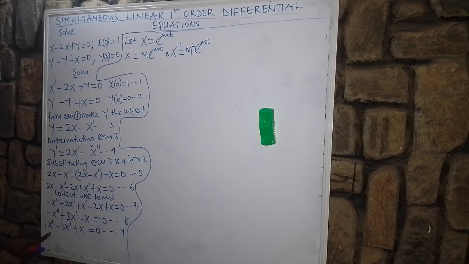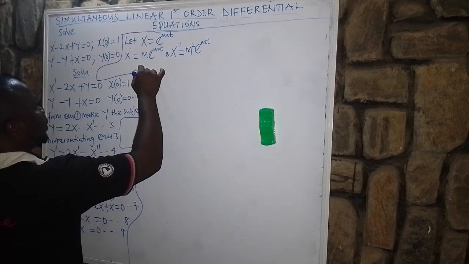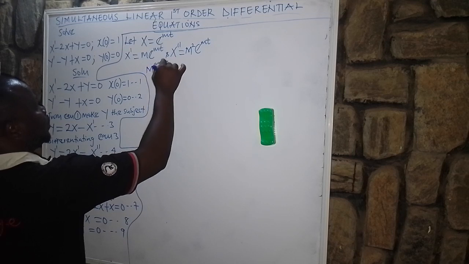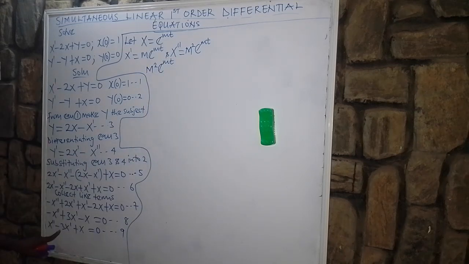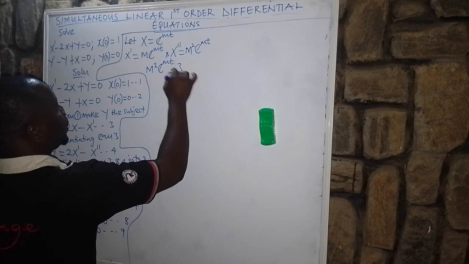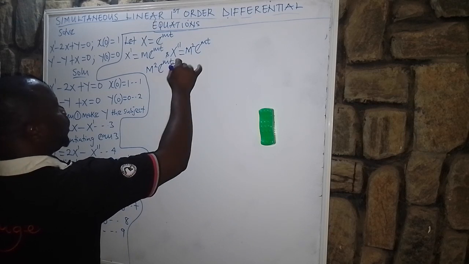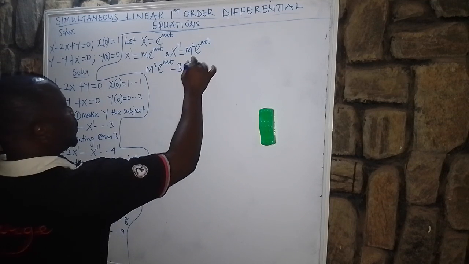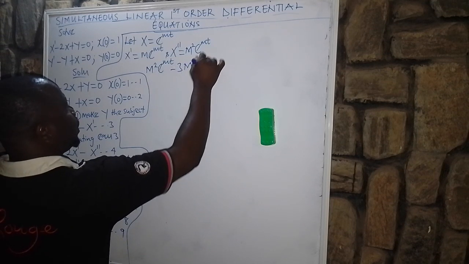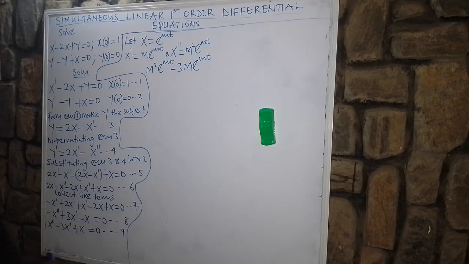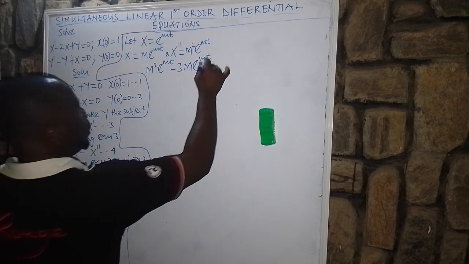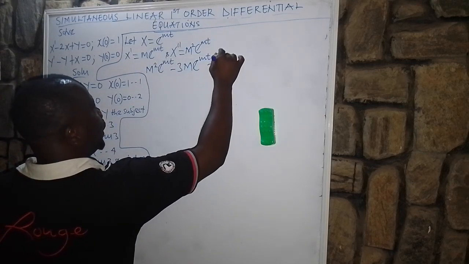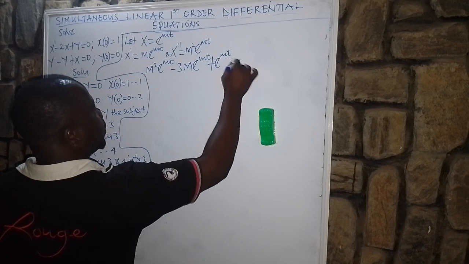Here will give us m square exponential mt, then minus 3m, your x prime is m exponential mt, then your x is plus exponential mt, which equals 0.